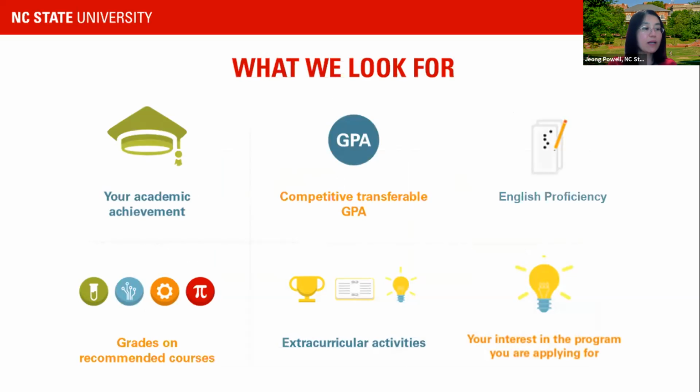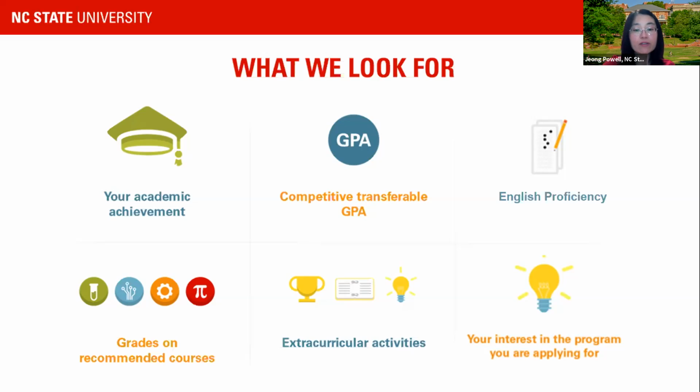So let me briefly talk about what we look for. We look for your academic achievement and comparative transferable GPA. All transfer students should have at least 30 transferable credits, including those specific coursework that the colleges you apply to are requiring. Meeting this recommendation does not necessarily mean that you're going to be admitted, but it will set you up to be considered a comparative applicant in our review process.